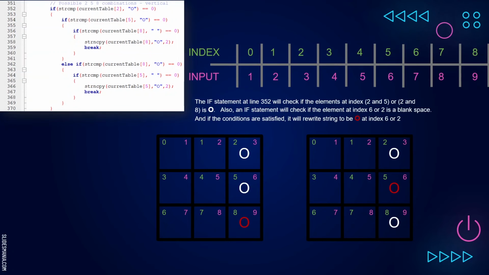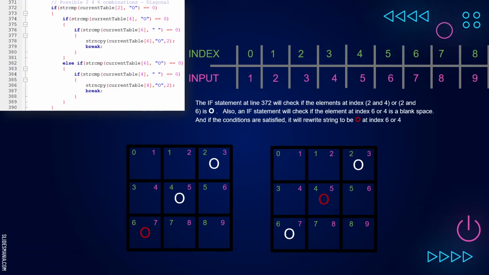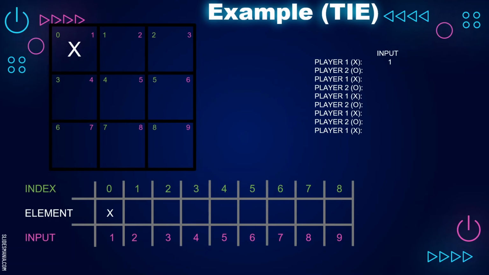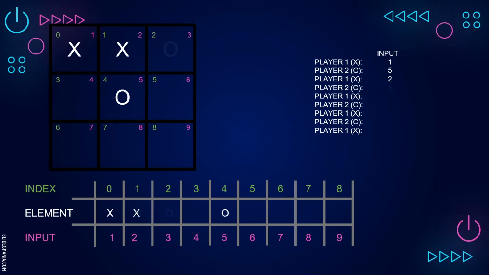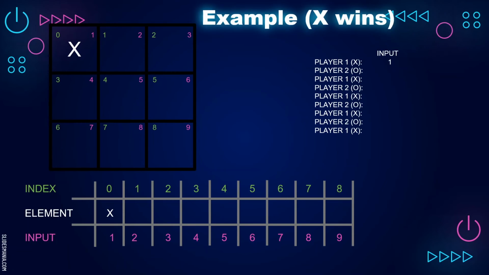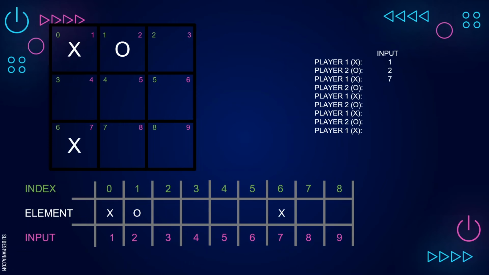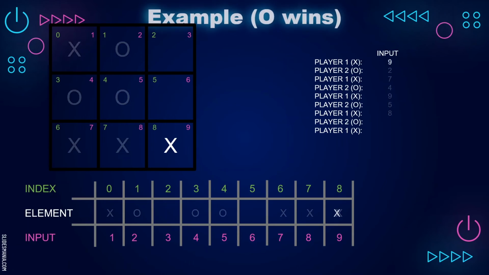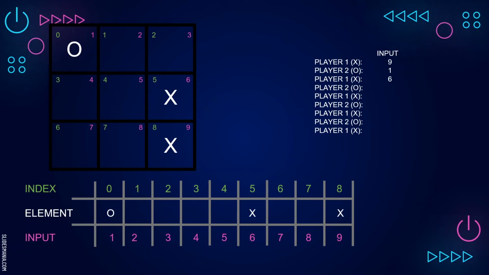Since this is the longest function, we chose to just explain the concept of how this function works. We won't be discussing the whole function. Here's an example of how user input and data are being processed. First example will result in a tie. In the next example, X wins. Last example will visualize data when O wins.